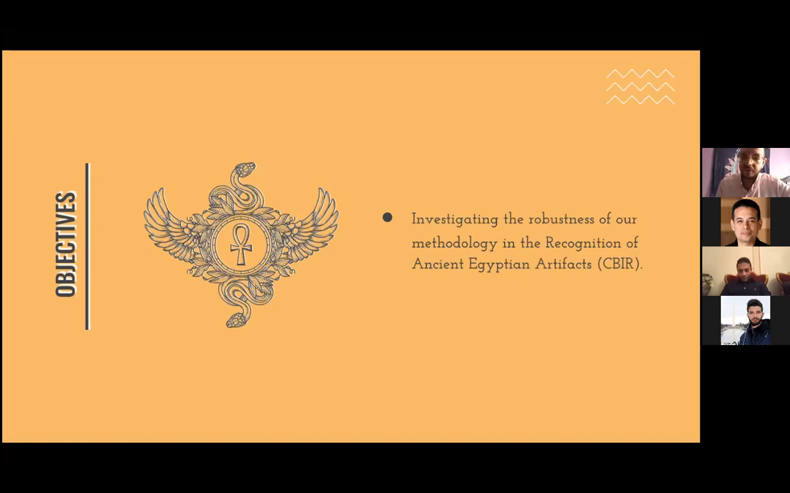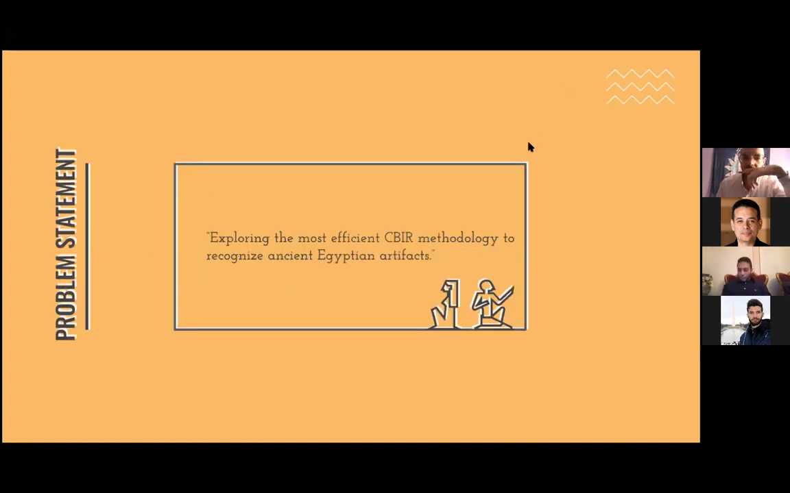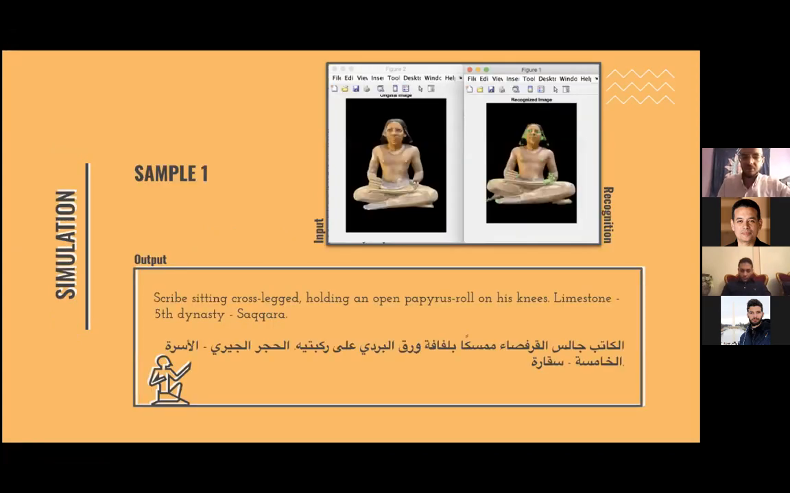So our main research throughout the past two semesters emphasized investigating the robustness of our methodology in the recognition of ancient Egyptian artifacts using shape features and content-based image retrieval. Throughout thesis 1 and 2, we were intrigued by CBIR technology, or content-based image retrieval. So we looked into the most efficient CBIR methodology to recognize ancient Egyptian artifacts.